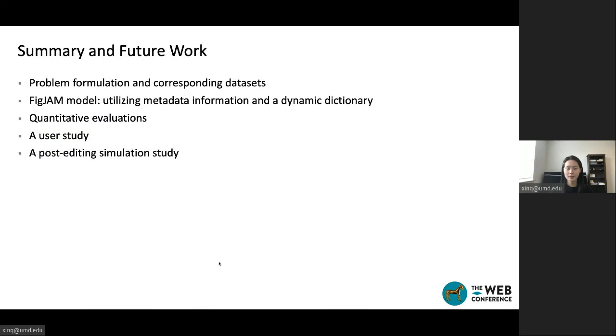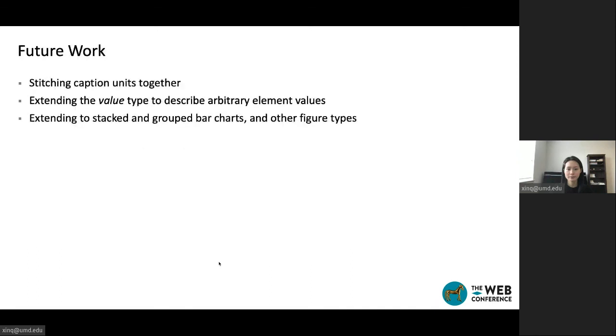In summary, our paper formulates the task of accurately generating caption units as a controlled image captioning problem. We created two datasets from the figure question answering task. A new deep learning model, FigJam, utilizes metadata information and a joint static and dynamic dictionary. Quantitative evaluations, a user study, and a post-editing simulation study show the model's potential. Like other deep learning research, our future work also depends on appropriate datasets. We hope our work can open collaborations among the research community.